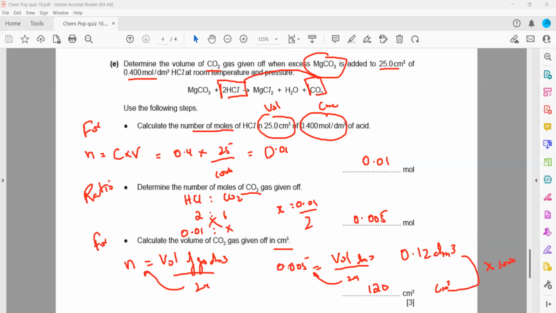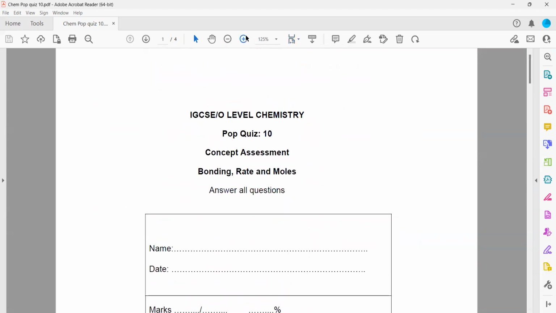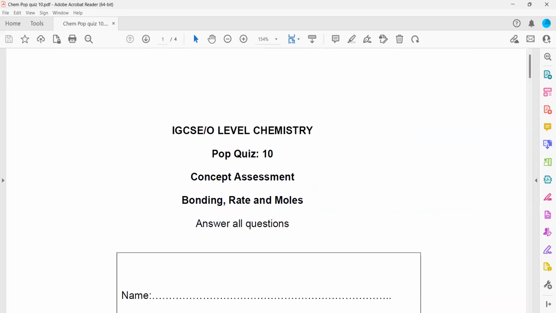Is it a clear discussion? So this was a pop quiz which was related to bonding, rate and moles.